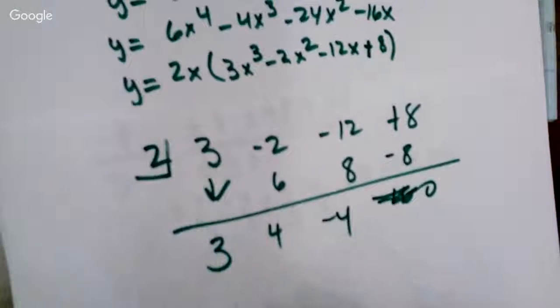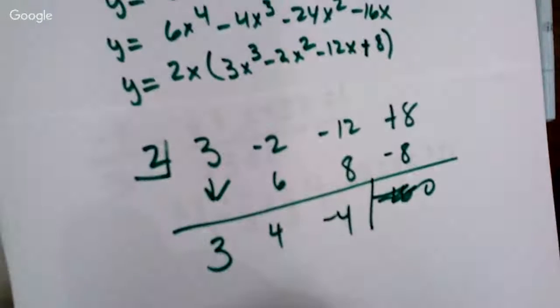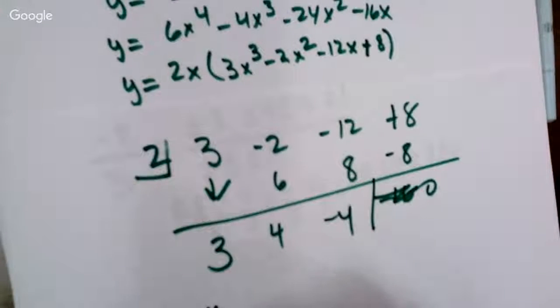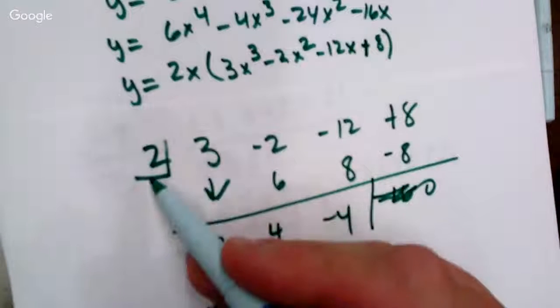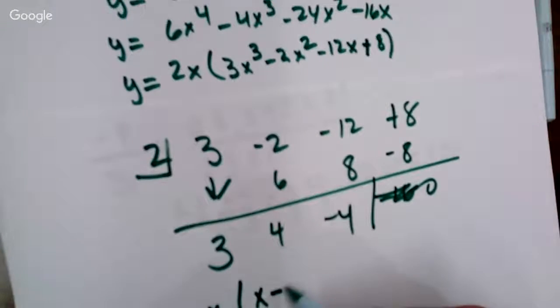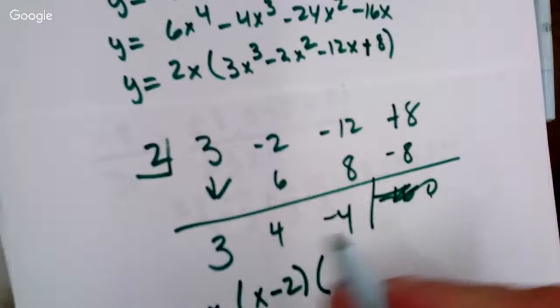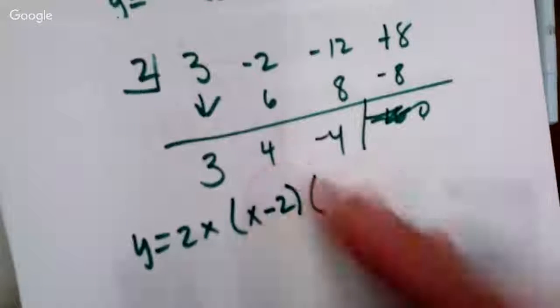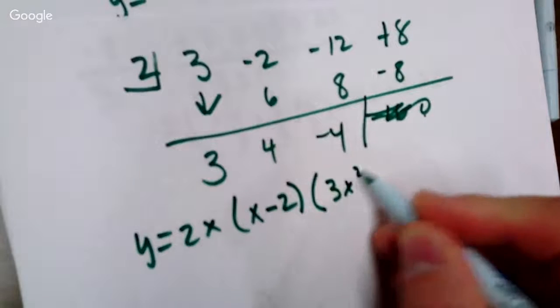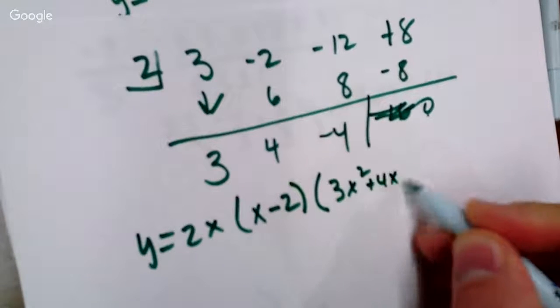So let's write what we got out. So that worked, 0. So what do we got? A 2x times our factor that worked was 2. So it's x minus 2. What's left over? Remainder, constant, x that. So 3x squared plus 4x minus 4.